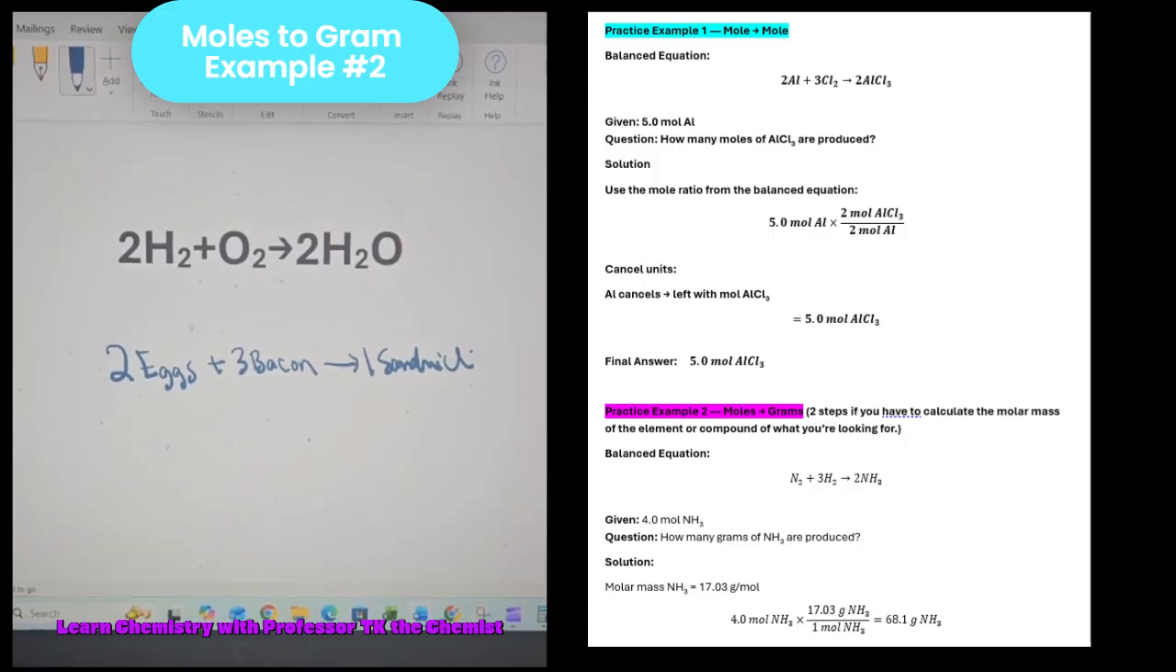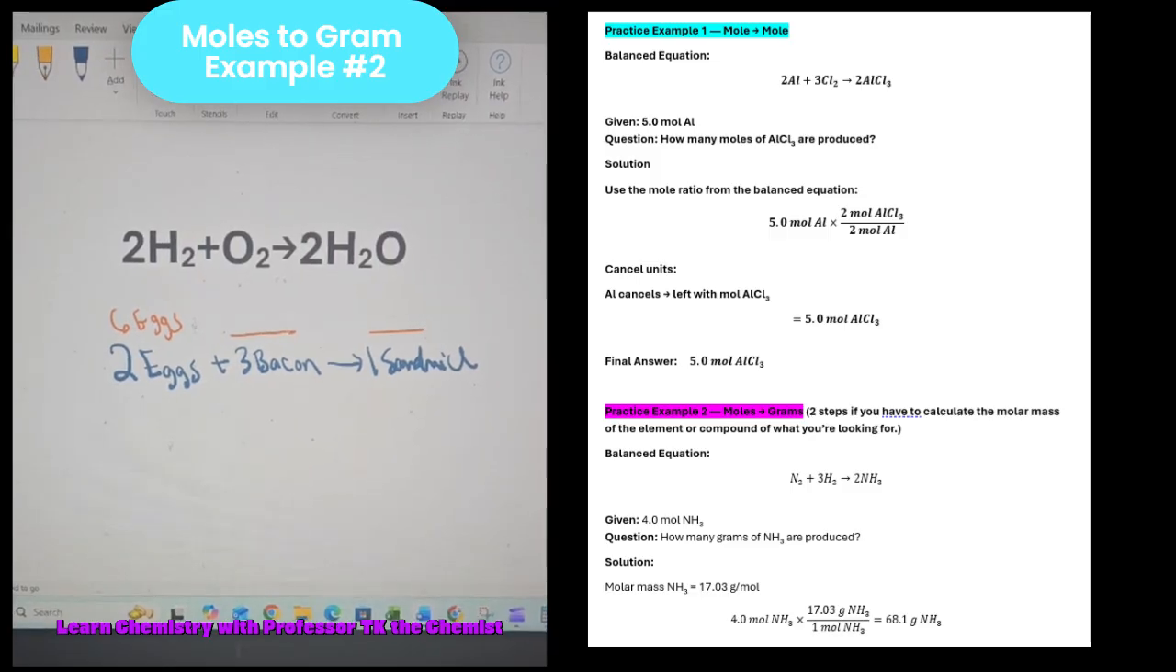So here's what you're going to do right here. If I tell you that you have 2 eggs plus 3 pieces of bacon to give me 1 sandwich, what happens if I said, you know what? I want 6 eggs now. Give me the other numbers now. Give me the missing pieces now. How many pieces of bacon am I going to use in this problem now?